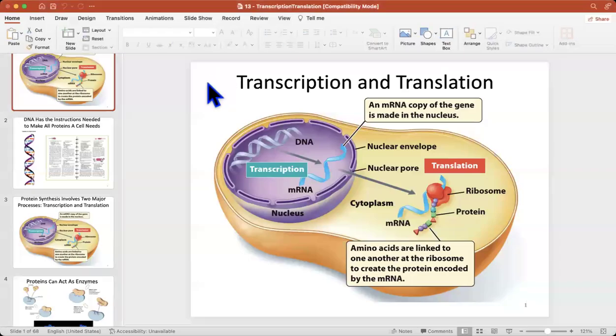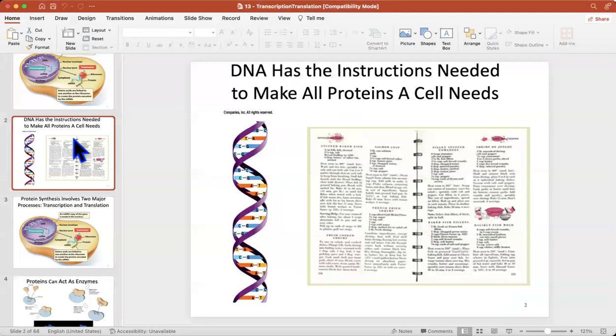Let's look at the last topic of this unit, transcription and translation. So we're going to look at how to use the DNA and turn it into a protein. The DNA has the instructions. Some textbooks say it's like a recipe to make everything you need, those proteins you need.